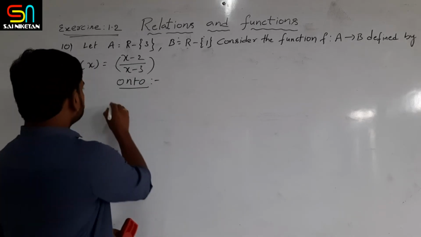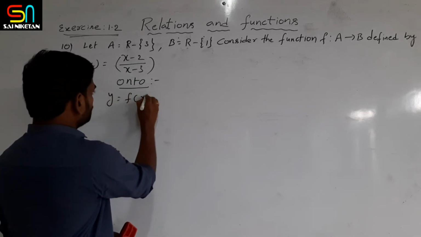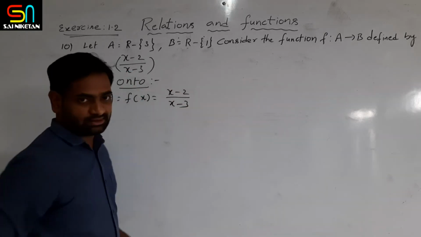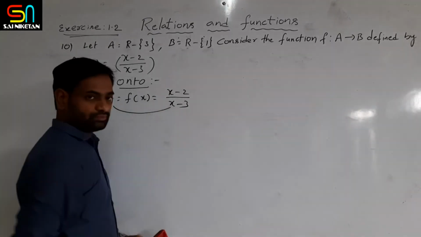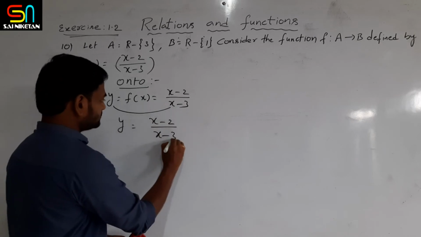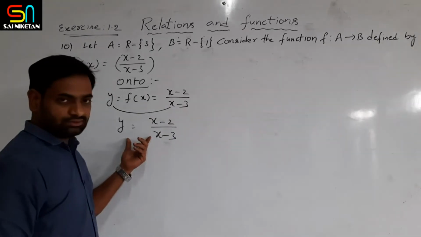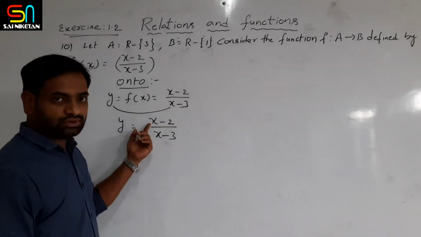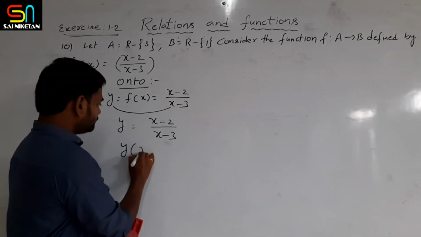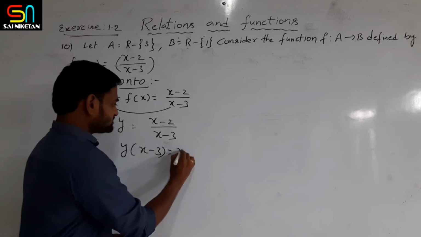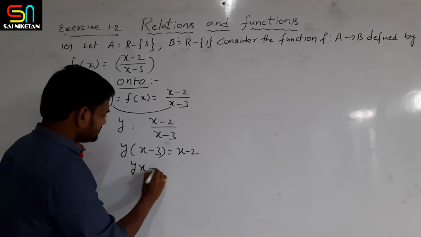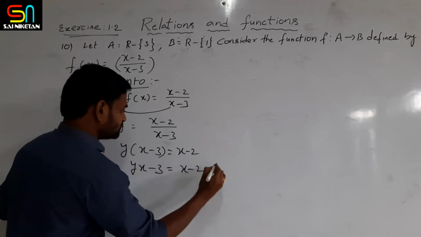Okay. Now I am taking the function as y equal to f of x equal to, what is the function, x minus 2 by x minus 3. Now take this, that is y is equal to x minus 2 by x minus 3. Now from this expression we have to find x value in terms of y. Okay. Now cross multiply, that is y into x minus 3 is equal to x minus 2. Okay. Next, multiply y inside, that is yx minus 3y is equal to x minus 2.